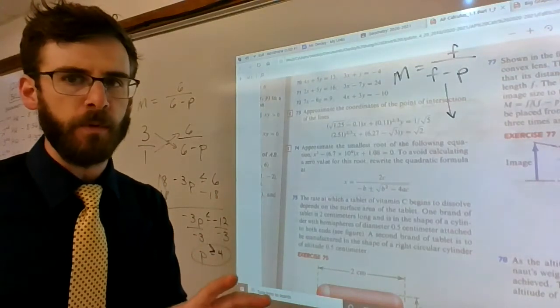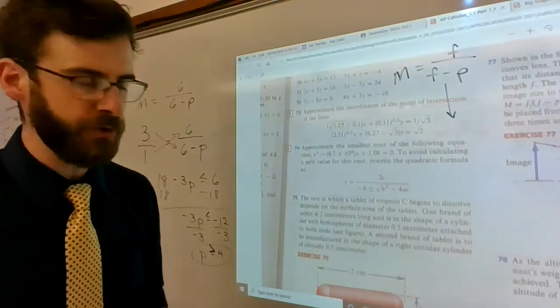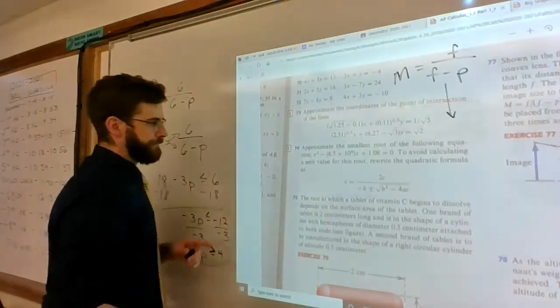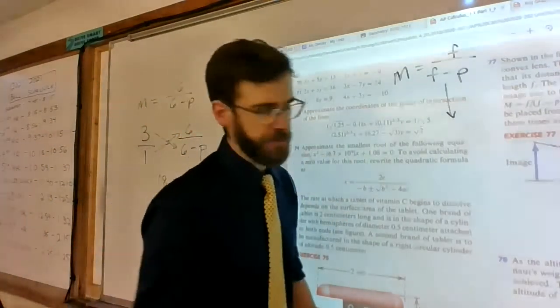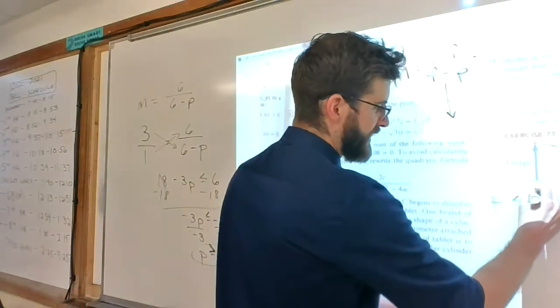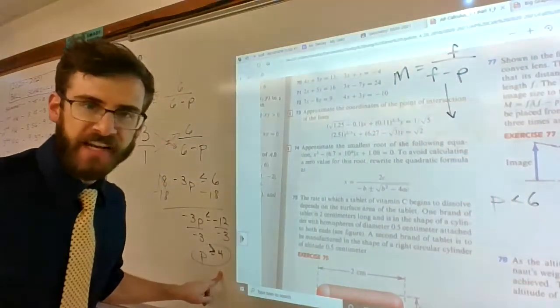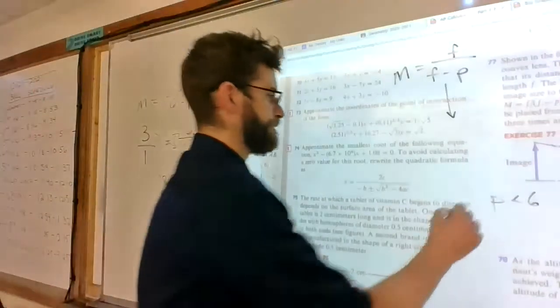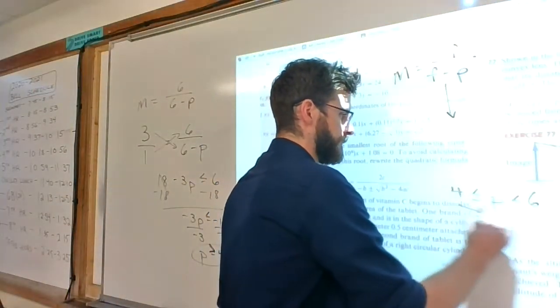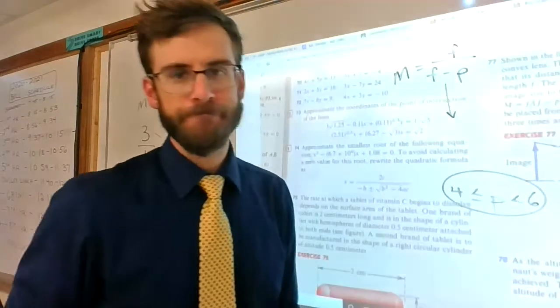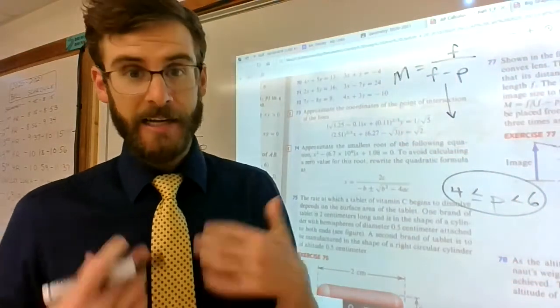So here's a simple, more elegant way of describing that solution. P must be less than 6. That we know for sure. This showed us that it has to be greater than or equal to 4. All right. See, you got to be careful. I got to be careful.